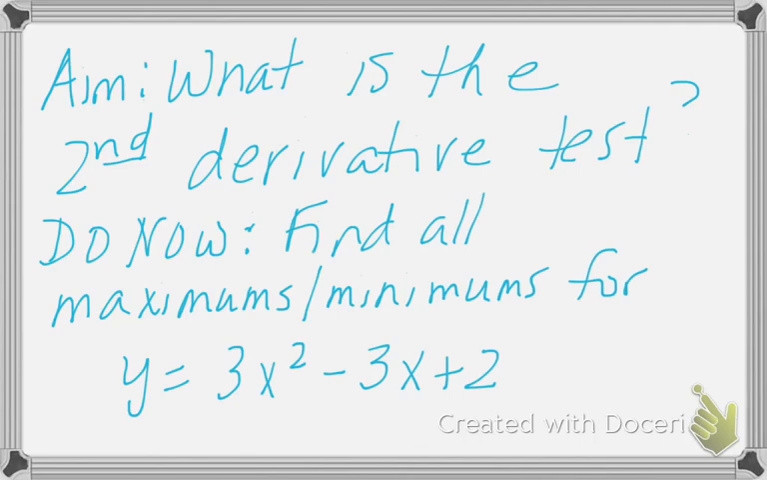Okay, so here's your aim for today. What is the second derivative test? Here's your do now: find all maximums and minimums for y equals 3x squared minus 3x plus 2. So Christian, can you press pause and then time it for 5 minutes, and then you should restart it.